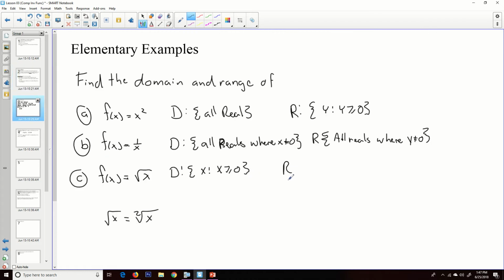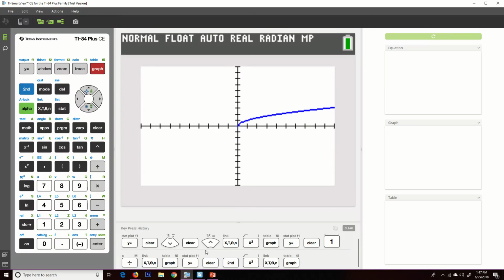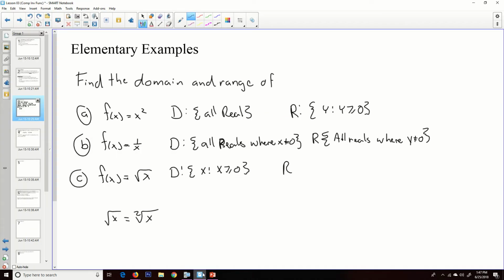Well, what about the range? I look at my range, and clearly if you can't plug a negative number in, you're not going to get a negative number out, because there aren't two numbers that you can multiply by themselves and get a negative out. A positive times a positive is positive, and a negative times a negative is positive. So there are no y values here that are graphed. So I'm going to say that we have all of our y values such that y is also greater than or equal to 0. So those are some simple examples.